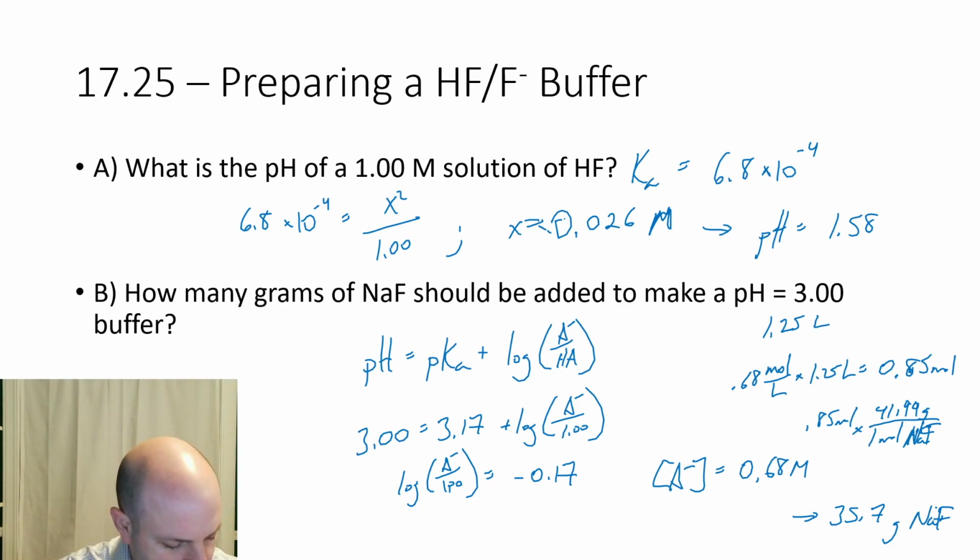And let's go ahead and take a peek at our answers for chapter 17. Haven't looked at these, just to make sure they didn't want anything weird on this one. 25. A, pH of 1.58, and B, 36 grams. Yep, so we did everything right there. So that's how you do that one.